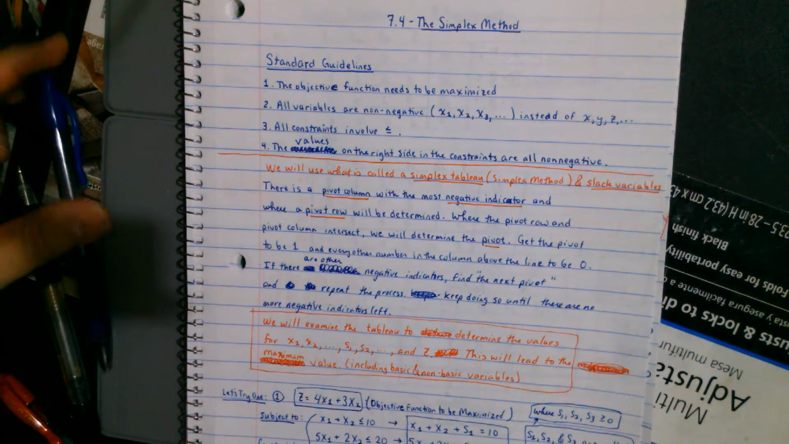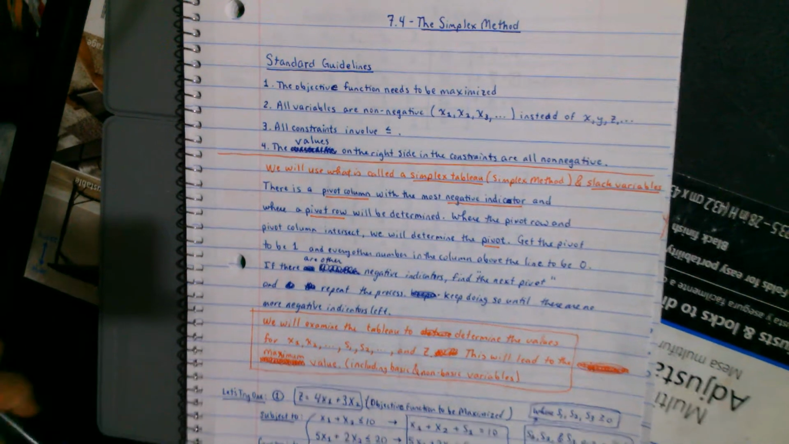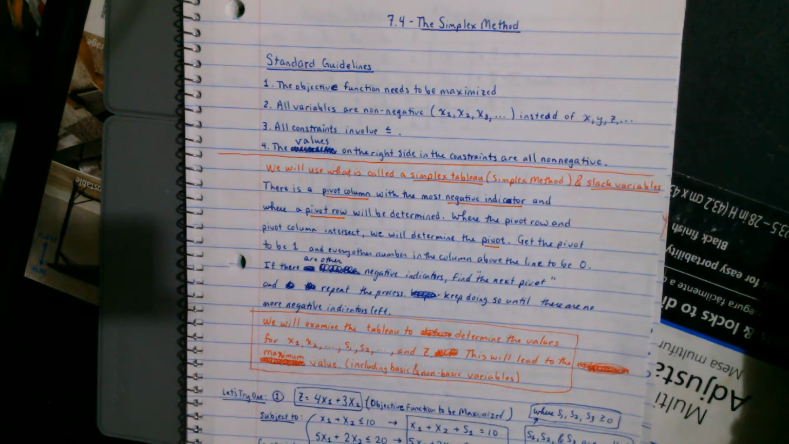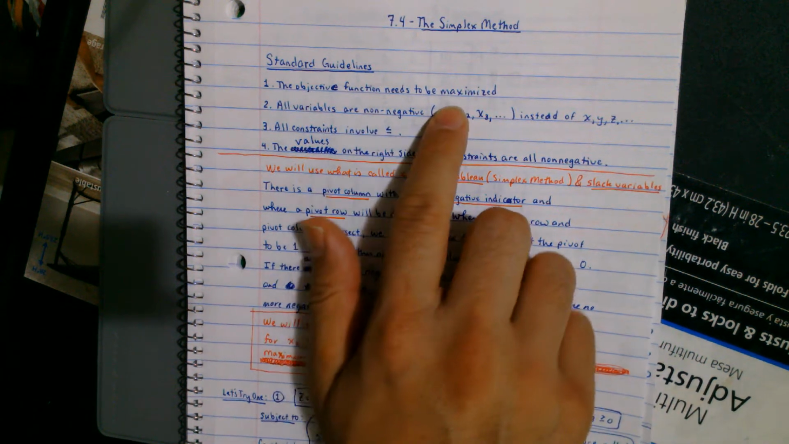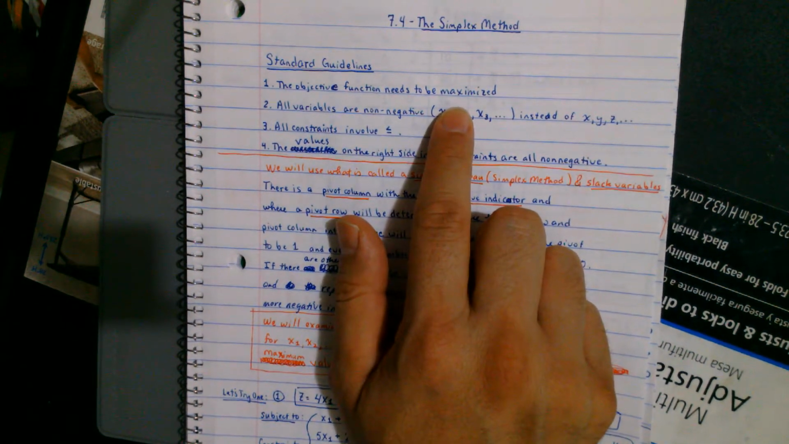So here is what we call the simplex method. Now this one's a little bit more confusing. So I'll talk to you a little bit about it, and then we'll go through some problems here. The objective function that we're going to look at, we're not going to be talking about minimal anymore. We're just straight up maximizing.